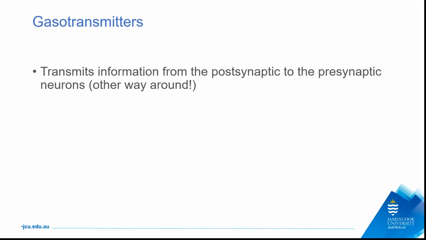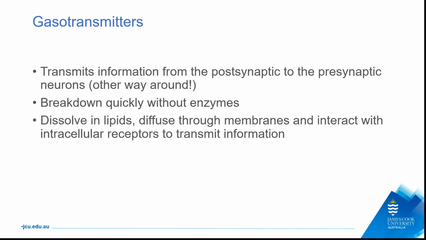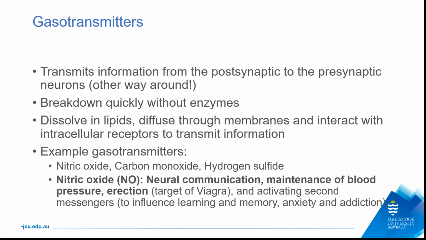Okay, very quickly I'll talk about gasotransmitters. They transmit information from the postsynaptic to the presynaptic neurons. This is totally non-intuitive, the other way around. So instead of coming down, it goes up. And it breaks down quickly without enzymes. Another feature: they dissolve in lipids because they are gaseous in nature. Nitric oxide, carbon monoxide, they are gases within our body. So they diffuse across membranes and interact with intracellular receptors to transmit information. There are no particles at all, I mean, they are just gaseous in nature. They're not like our neurotransmitters in particle form.